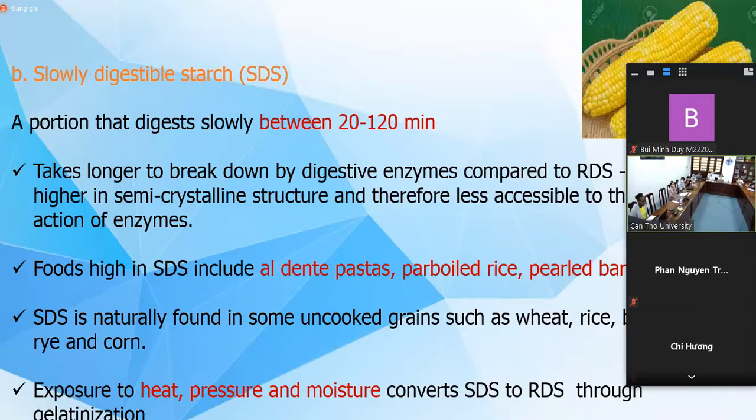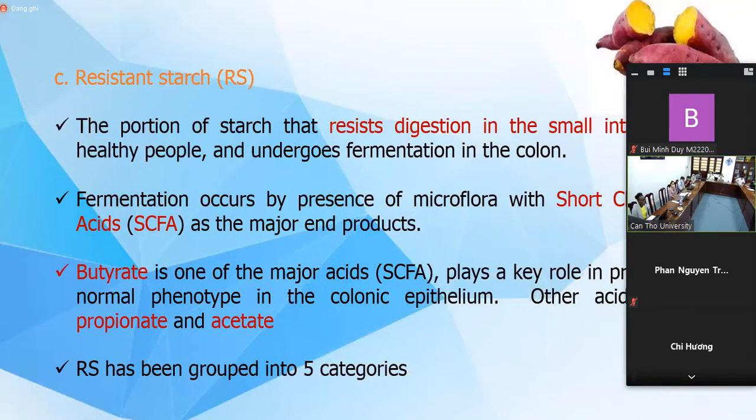Some slowly digestible starch is naturally found in uncooked wheat, rice, barley, rye, and corn. If you expose this slowly digestible starch to heat, pressure, and moisture, you can convert it to rapidly digestible starch through gelatinization. Then the last one is resistant starch. This is the main topic.